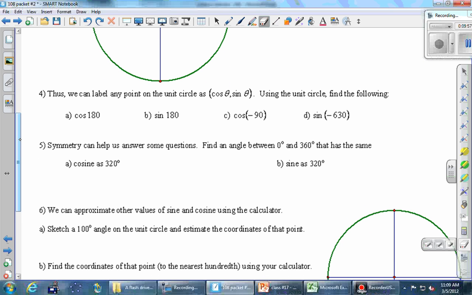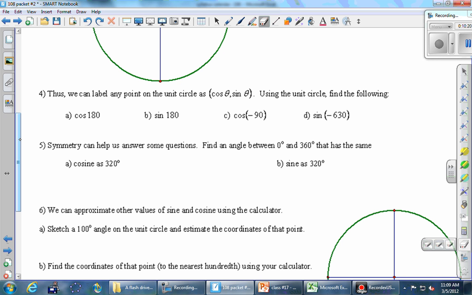Let's go to number 4. Bernie. Thus, we can label any point on the unit circle as cosine theta, sine theta. Take the circle right there. Okay, so each of these angles here is one of our compass angles. Do you know what I mean when I say that? Either 0 or 90 or 180 or 270.